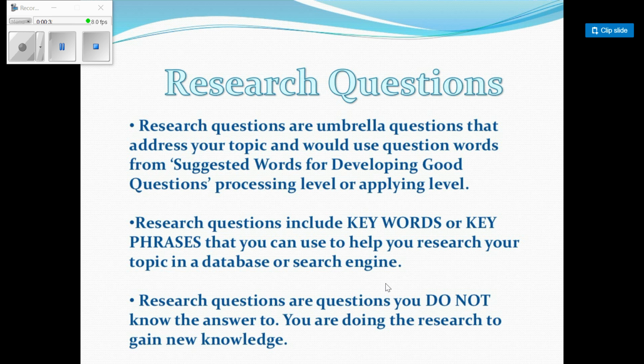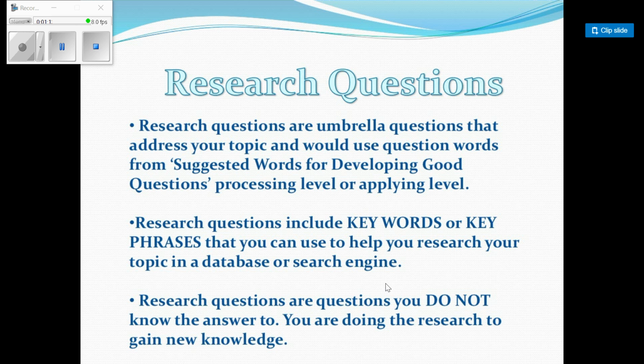Research questions are umbrella questions that address your topic and would use question words. Think of the types of questions that we looked at when we were researching Jamestown, Roanoke, and Plymouth, where I gave you that picture and we took our questions and changed them so we could use some good keywords. Those are the types of words that would be included in a guiding question. Research questions include keywords or phrases, like I said, and they're going to help you look them up. Research questions are something that you do not know the answer to.